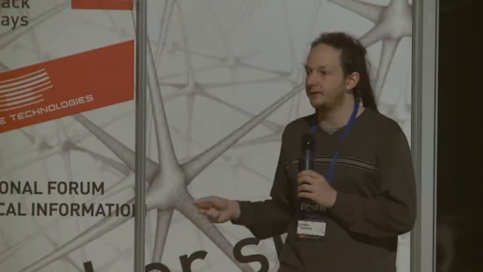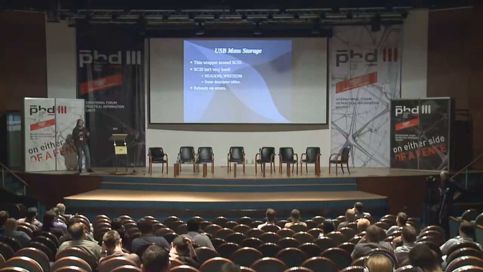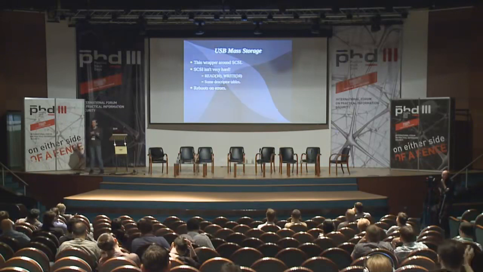Now, USB mass storage is a thin wrapper around SCSI, and SCSI isn't very hard, especially in the USB dialects, because most operating systems have reduced the number of SCSI commands that they expect the device to understand. When you look at the SCSI documentation, you'll see these numbers inside of a parenthesis just after the read or write commands. So the most common ones for USB are read 10 or write 10. This refers to the size of the logical block address.